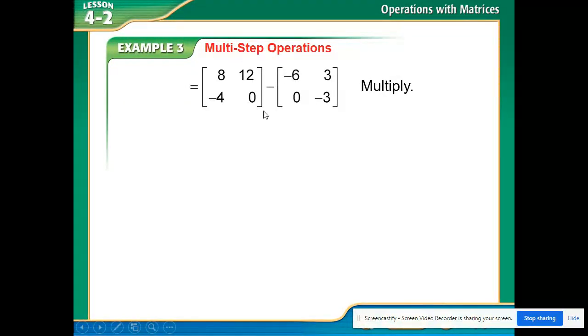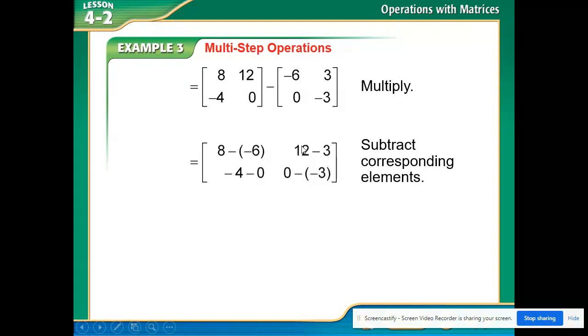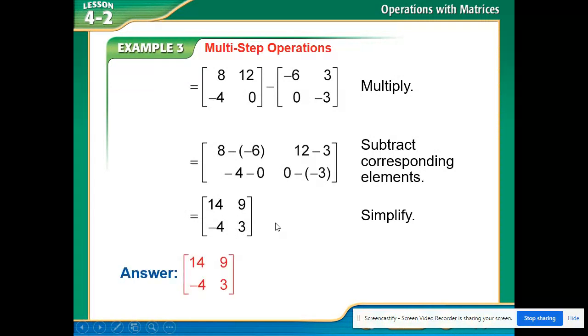So we've done the scalar parts, and now we're just going to go ahead and subtract. 8 minus a negative 6. Please be careful with these double negatives. 12 minus 3, negative 4 minus 0, and 0 minus a negative 3. So these double negatives do make a plus, remember. So 14, 9, negative 4, 3 for our answer.